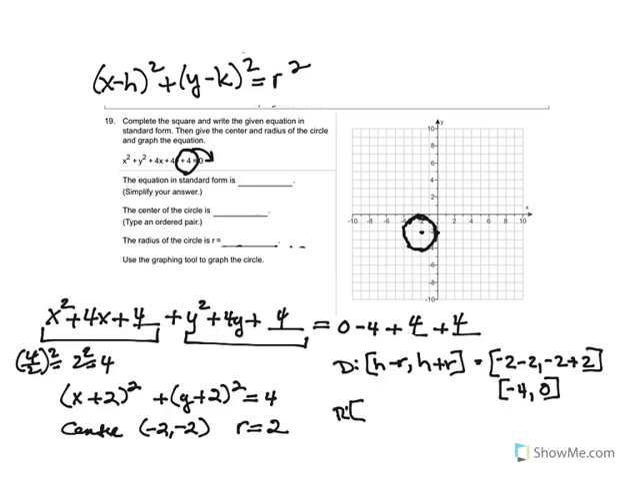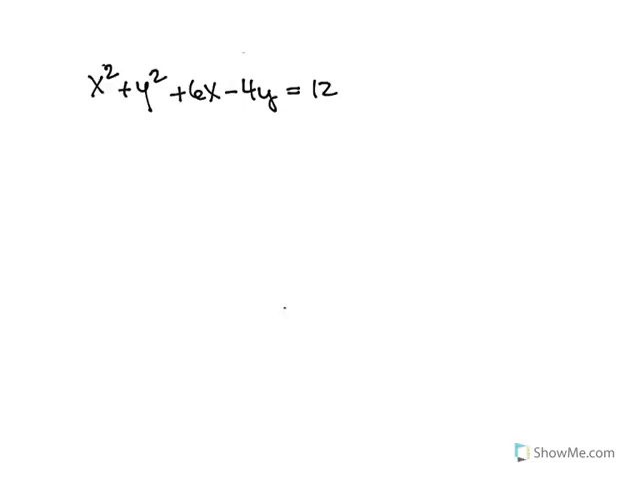The range would be the k minus the radius, the k plus the radius. So in this problem, it would be negative 2 minus 2, negative 2 plus 2, negative 4, comma 0. Which if you look at the graph, that is exactly what the domain and range are. Okay? So that is how you complete the square and write the equation in standard form. I'm going to pause it for one more problem.